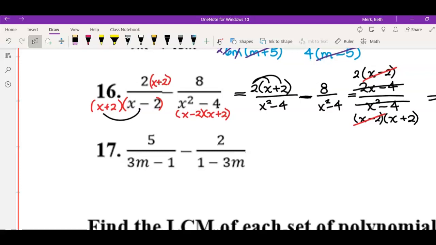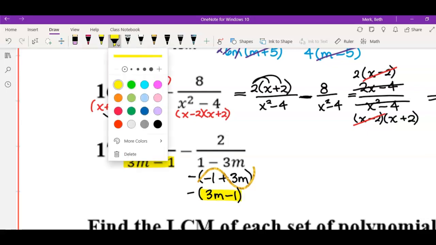All right, on this next one, we look at the denominators and they are not like, but fortunately they are completely unlike, complete opposites. 3m minus 1 and 1 minus 3m are completely opposite. So I can simply factor out a negative here, and I can switch the order of these two terms, which leaves me with 3m minus 1.